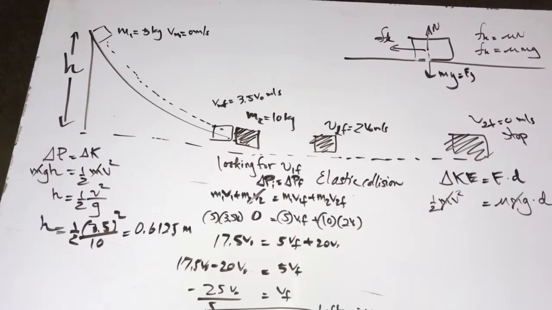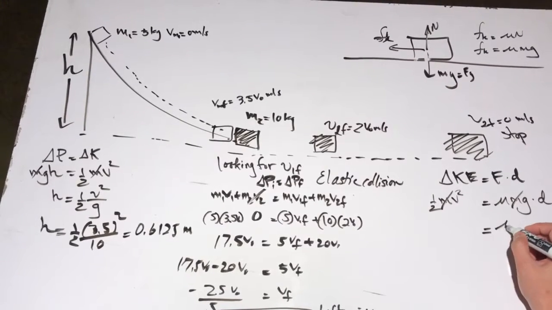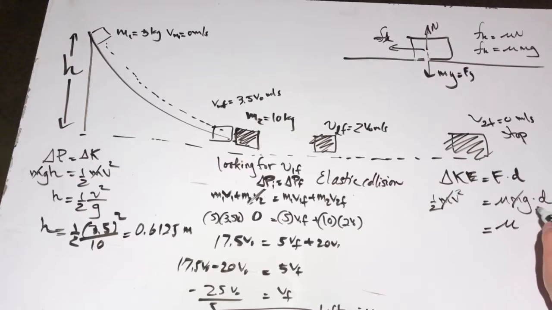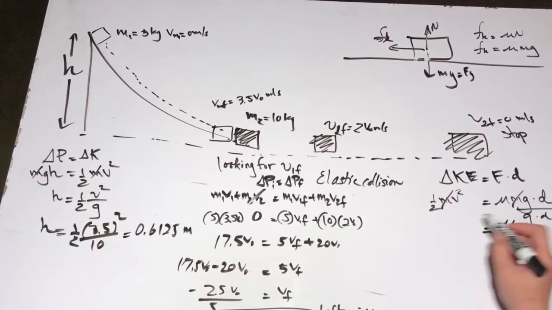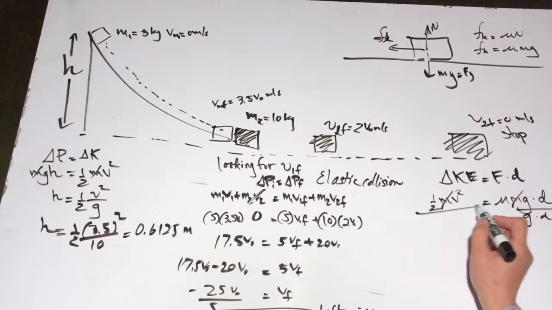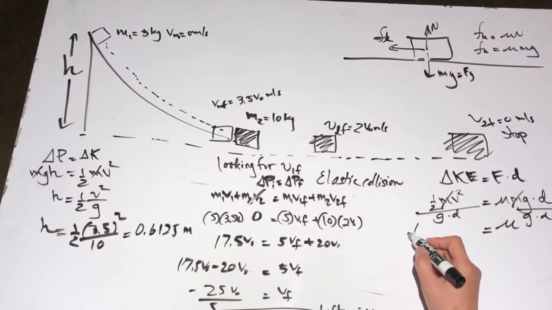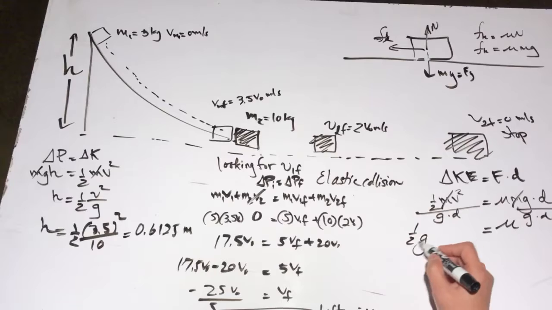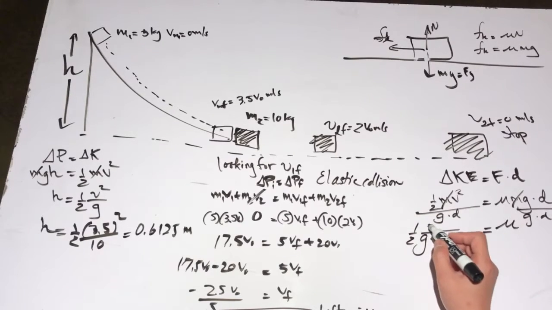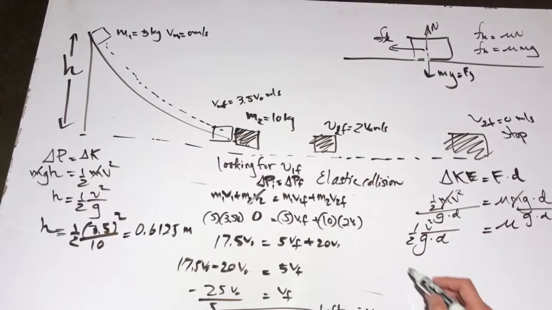Now, instead of looking for the distance, you're looking for the coefficient. So I'm going to leave the coefficient here and divide by the other terms. Mu should be v squared divided by 2 g d. So that's your formula.